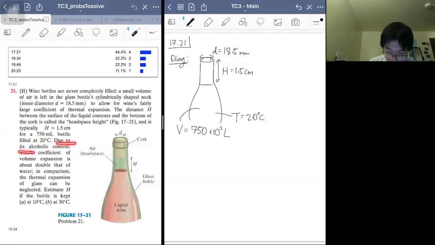Due to alcoholic content, the wine coefficient of expansion is double that of the water. So what you can do is on the side, you can also write out all the givens. In this case, the beta of wine is twice that of water. And then in comparison, the glass can be neglected. The glass won't expand. Estimate H if, okay, so here estimate, this sounds like an aim. The bottle is kept at 10 degrees and then 30 degrees. So let's do one at a time. So the aim, at least for part A, is to ask the new H.